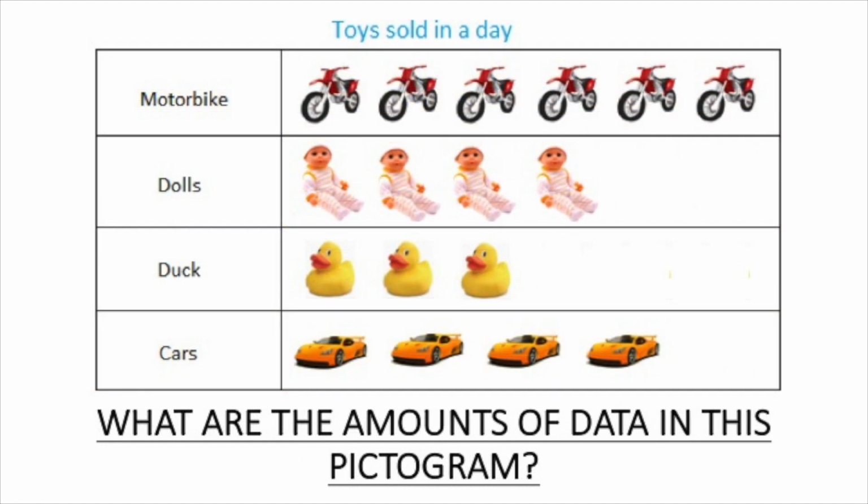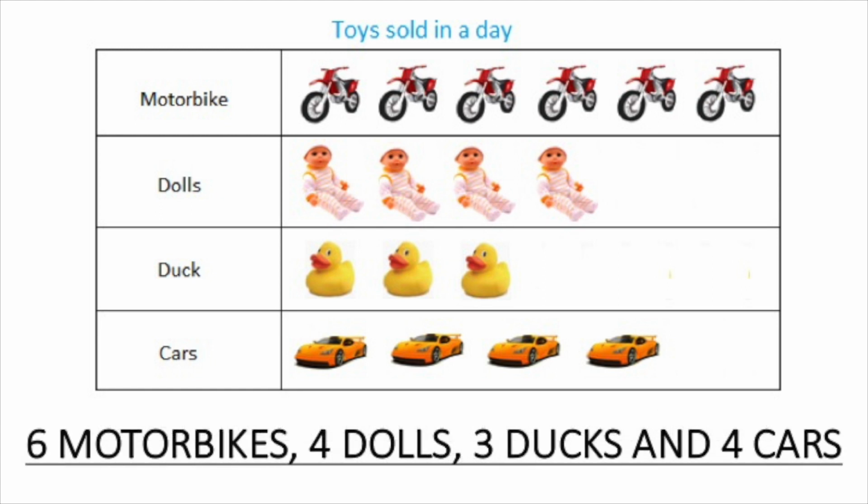What are the amounts of data in this pictogram? How many motorbikes sold? Excellent. How many dolls? 4. How many ducks? 3. And how many cars? 4. So for each picture, we know that means 1 toy sold. 6 motorbikes, because there's 6 pictures. 4 dolls, 3 ducks, and 4 cars.